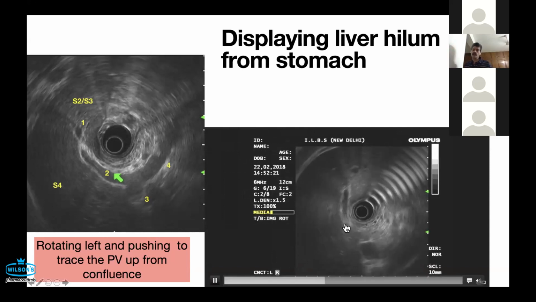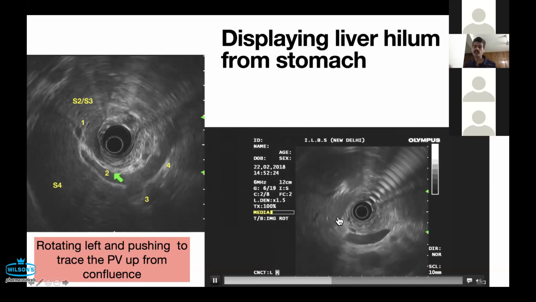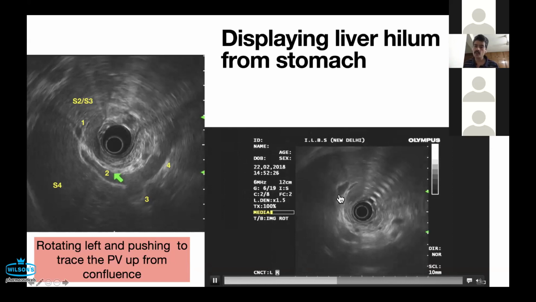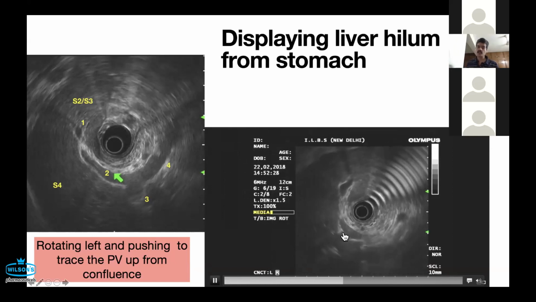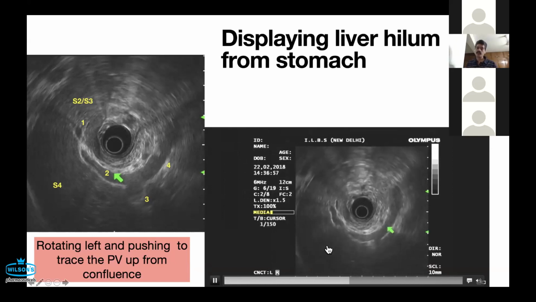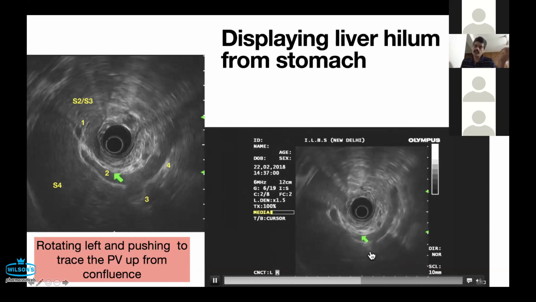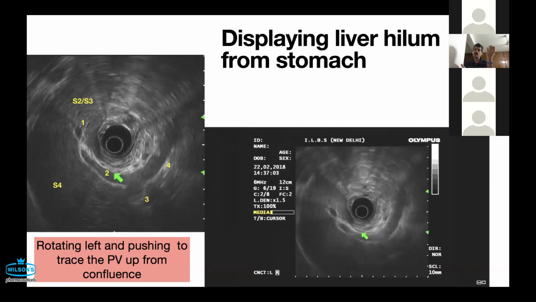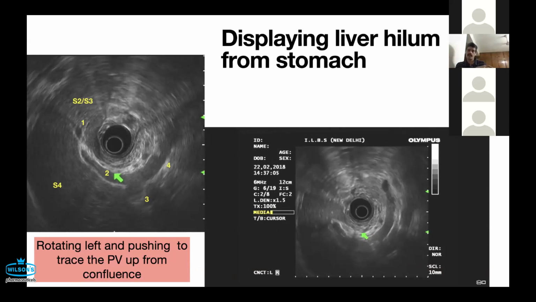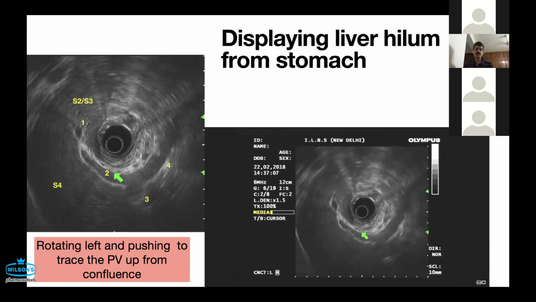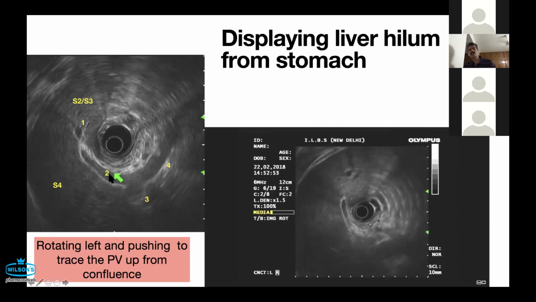And if you lower your hand further, you can see the entire length of the left portal vein, segment 2 and 3 from the stomach. So this is the left portal vein, and this is the right portal vein going down. So this is the radial EUS imaging, big wheel down, probe pushed up, and the wrist dropped from the mid-gastric body. And this is the kind of orientation you can get with a radial EUS probe.